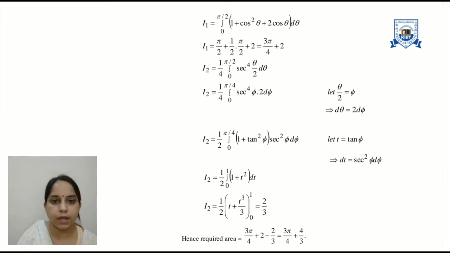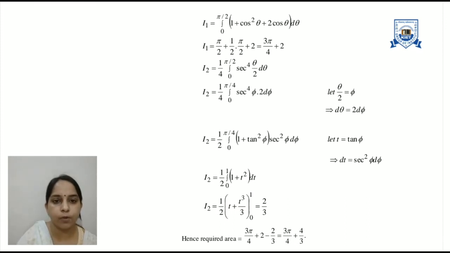In my previous lecture, I defined that if we have limits from 0 to pi by 2 and the function is cos to the power n theta or sin to the power n theta, we can use the Wallis formula, which is very easy to apply, and here I am using the same formula and I get I1 as 3 pi by 4 plus 2. Now for I2, here I am using substitution. We have I2 in the form of 1 upon 4 integral from 0 to pi by 2 of sec to the power 4 theta by 2 d theta.